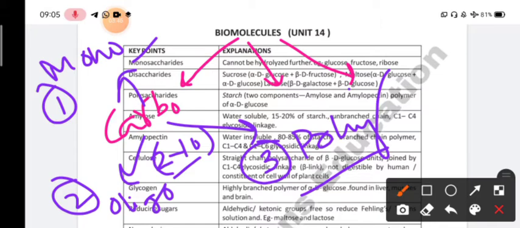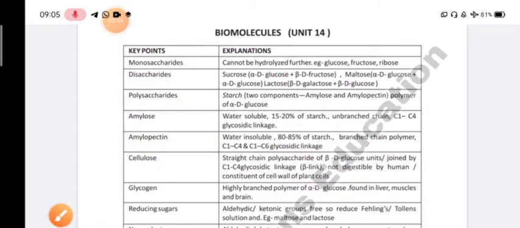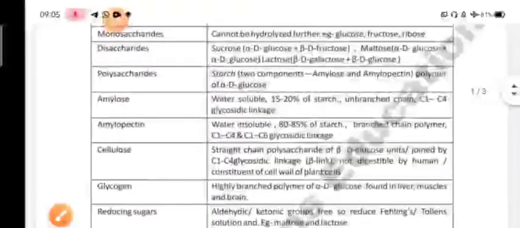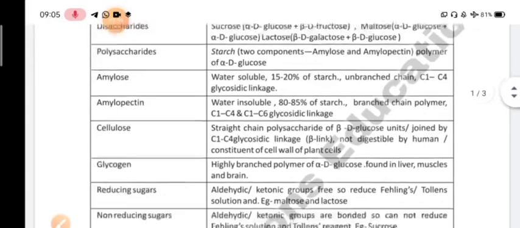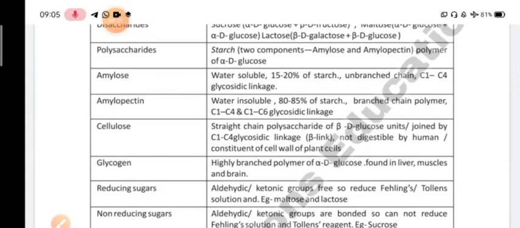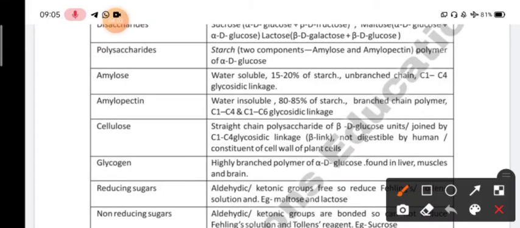Okay, like polysaccharides are starch, and then it comes to amylose and amylopectin. So what are they? Amylose is water soluble and amylopectin is water insoluble, and these are their respective components as well. And one more thing is cellulose.